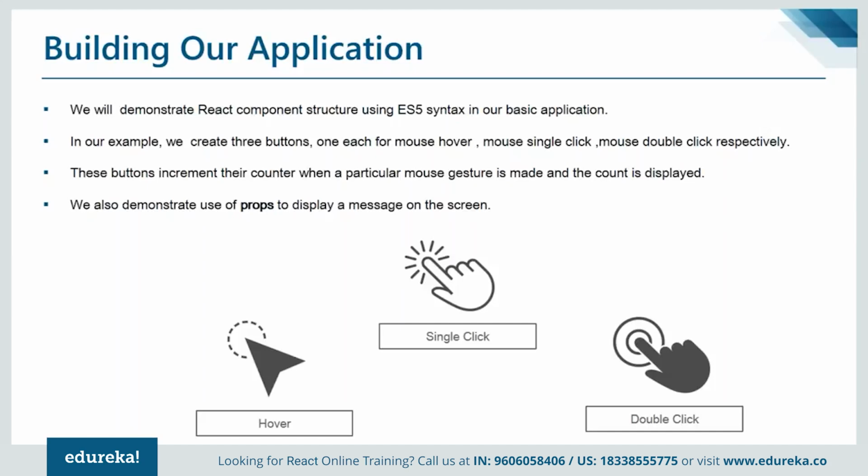We will have another button, which is the double click button, which will increase the counter on double click of the mouse. And finally, the third button, a hover button, which will just increment the counter by hovering of the mouse. So these buttons will increment their counter when a particular mouse gesture or event is made, and then the count will be displayed in the output screen.